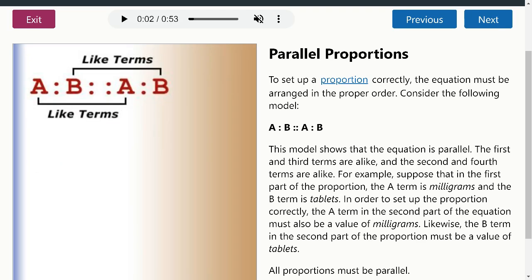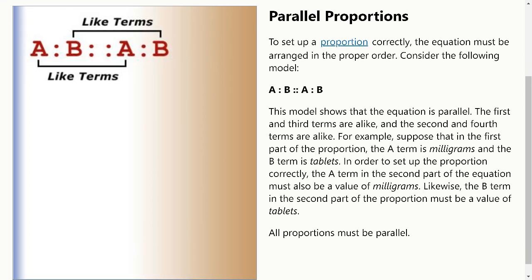Parallel proportions. Alright, so to set up a proportion correctly, the equation must be arranged in the proper order. So consider the following model, A to B to A to B. This model shows that the equation is parallel. So the first and third terms are alike. Like terms here, A and A, like terms here, B and B. And the second and fourth terms are alike.